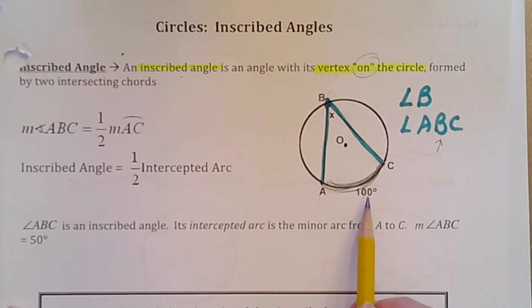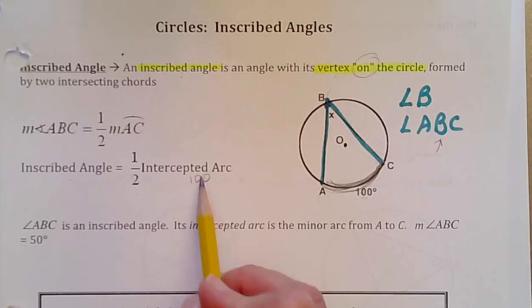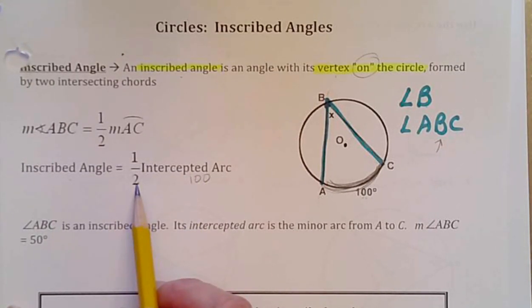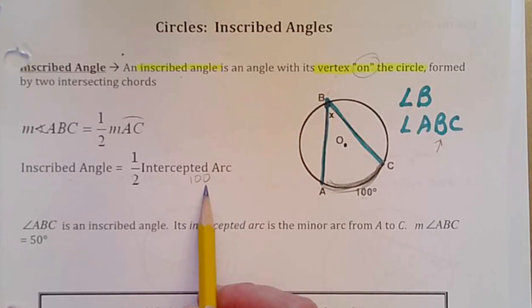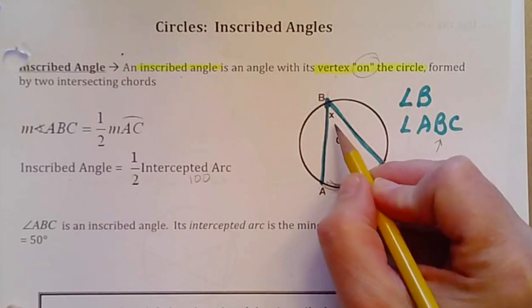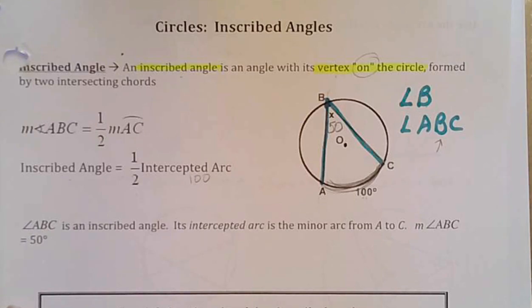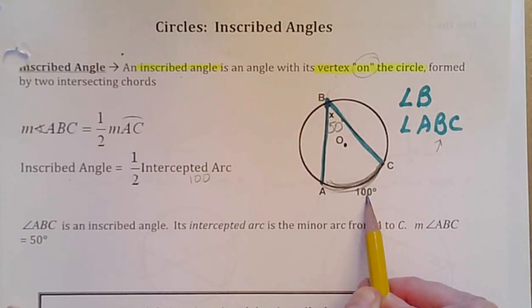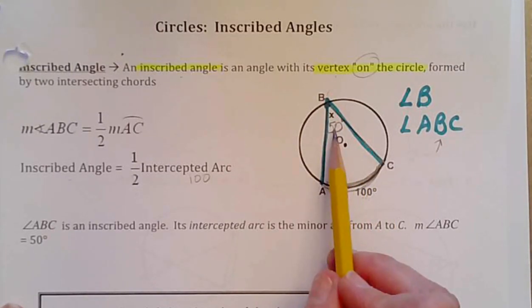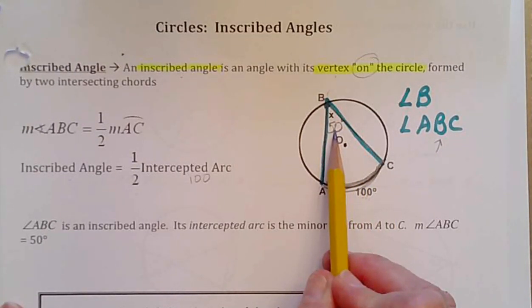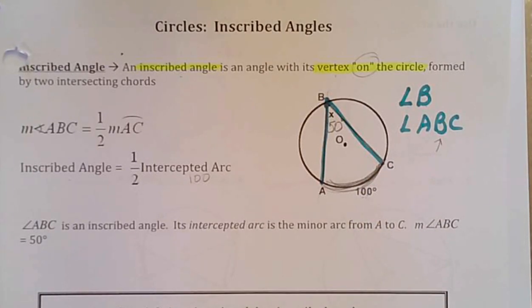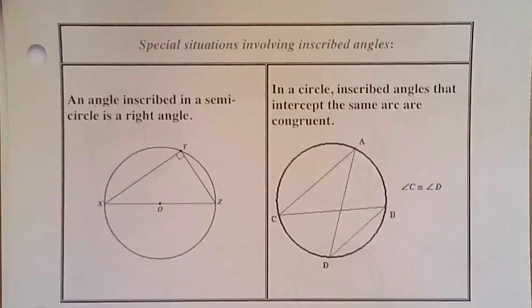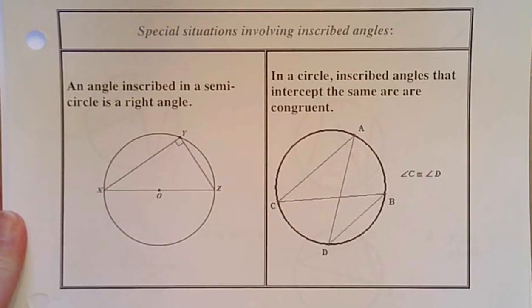If we know that the arc is 100, then half of the arc, half of 100 is 50, the angle is 50 degrees. And that's the relationship between these two measures. If you knew the angle was 50, then you would double it to get the arc. Okay, so moving on to these couple of special situations down the bottom on the left.